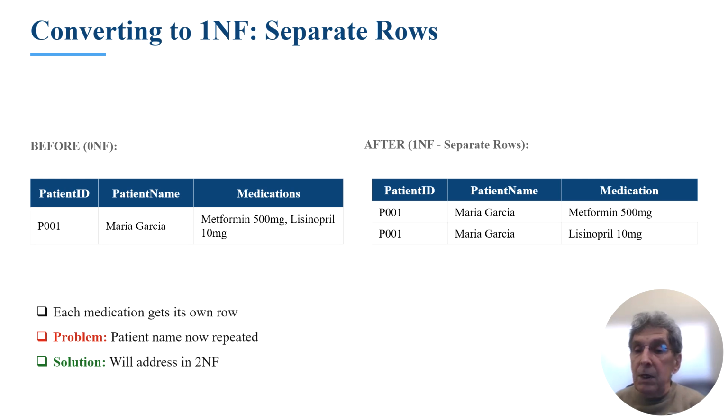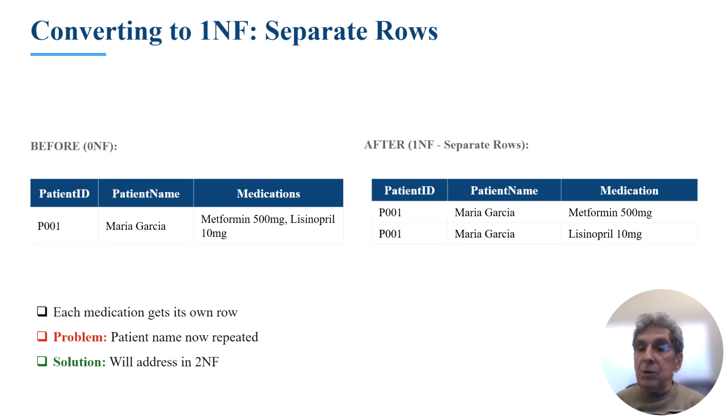But wait, we've introduced a new problem. The patient name is now repeated. If Maria changes her name, we have to update 2 rows. So we've traded one problem for another. This brings us to an important point. First normal form solves the atomicity problem, but may introduce redundancy. That's okay, we'll fix the redundancy in second normal form and third normal form.